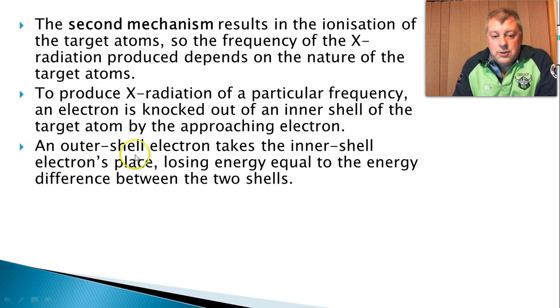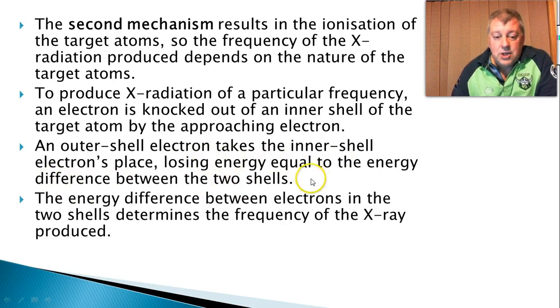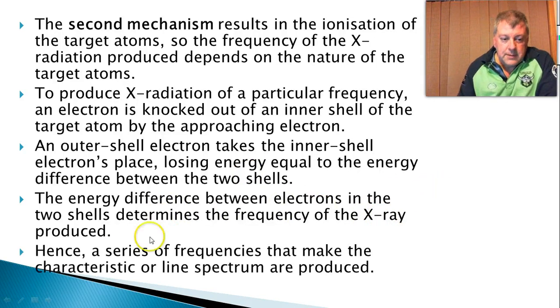An outer shell electron then drops into the inner shell space, the gap that's left behind. So this is the ionization, and this is the removal of the ionization by an electron dropping in, losing energy equal to the energy difference between the shells. And that energy is given off as an X-ray or a photon. Hence a series of frequencies that make the characteristic or line spectrum are produced.